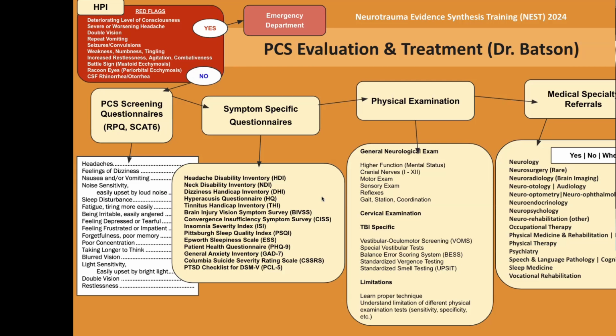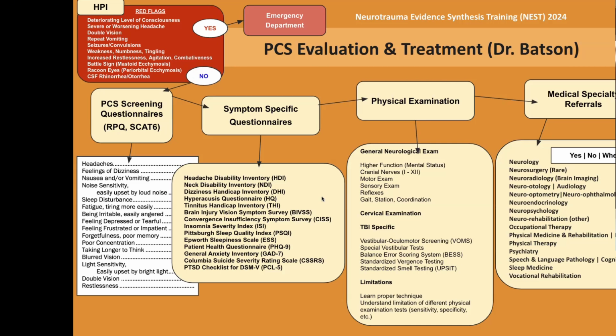But the TBI specific exams are to be learned. That's really something that needs to happen where you go to clinic and you shadow and you learn to do these particular types of tests. There's sometimes a loss of smell that can occur with mild traumatic brain injury and more severe brain injuries, and there are standardized ways of assessing smell as well. And most importantly, you need to learn the proper technique with somebody that's experienced, and then also understand the limitations of different physical exam tests, sensitivity, specificity, and so forth.